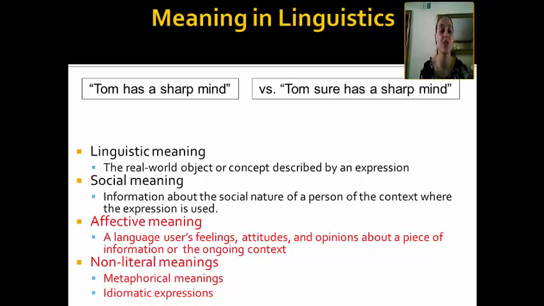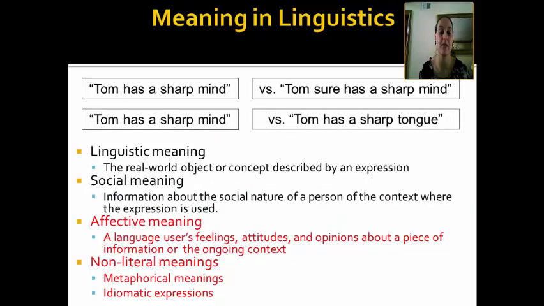Okay, we can also talk about the affective meaning, right? So if we compare Tom has a sharp mind versus Tom has a sharp tongue, the affective meaning here is very different in those two sentences. In the first one, it's a positive sentence, right? It has a positive connotation. And we're going to talk a little bit more about connotation a little bit later. The second one, Tom has a sharp tongue, we can tell it has a negative connotation. It's saying something bad about the person, okay?